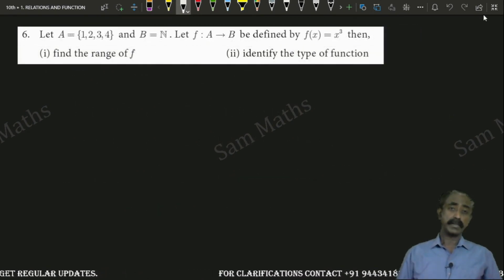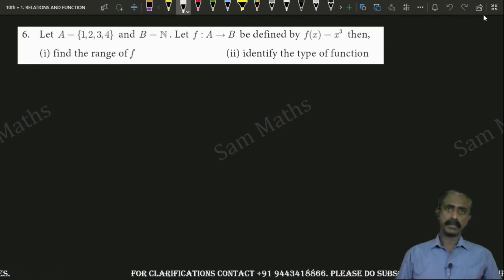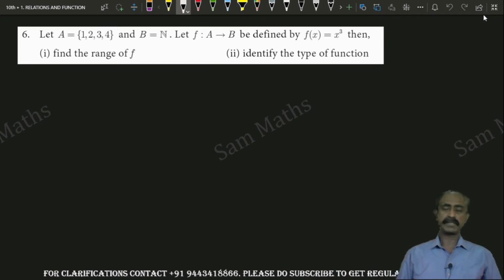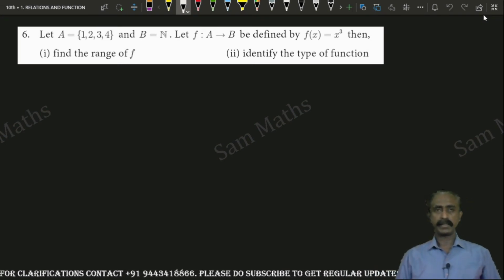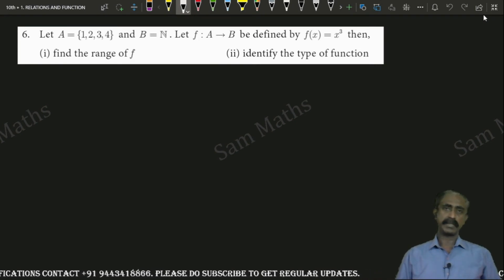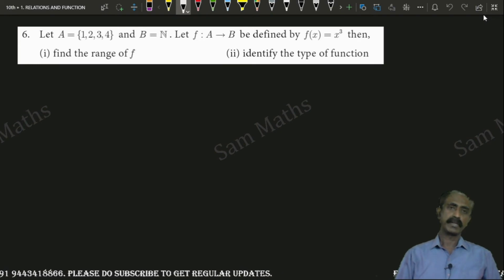Sixth problem, let A is equal to {1, 2, 3, 4} and B is equal to N. Let f from A to B be defined by f of x is equal to x cube. Then, first one, find the range of f. Second, identify the type of function.